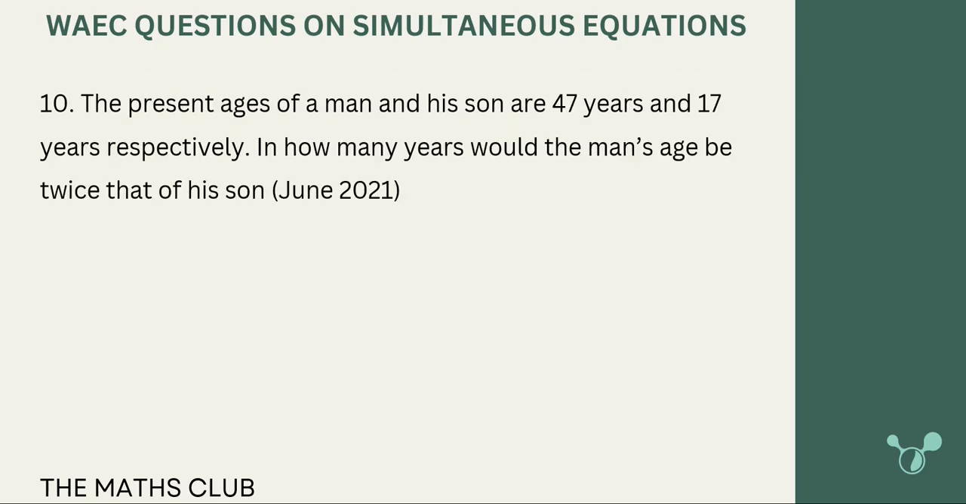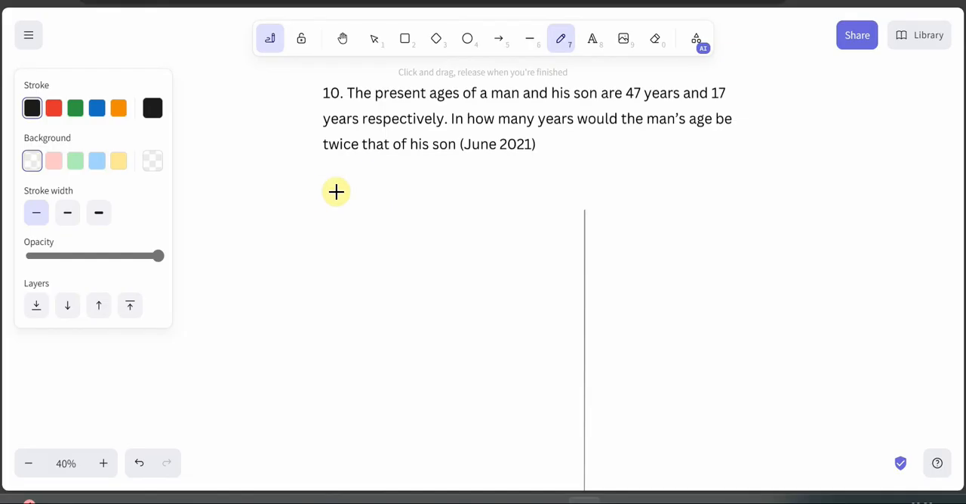Great. Next question says that the present ages of a man and his son are 47 years and 17 years respectively. In how many years would the man's age be twice that of his son? I want you to pause the video and try this out yourself. Welcome back. Let's solve it together. So present age today, M is 47 and then the son S is 17. Now it says, how many years would the man's age be twice that of his son?